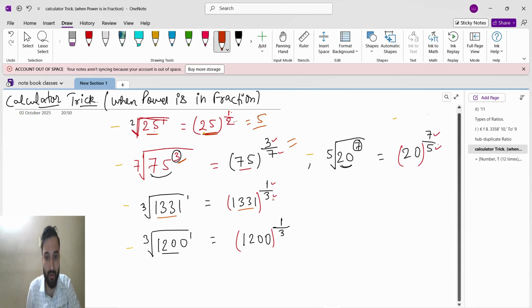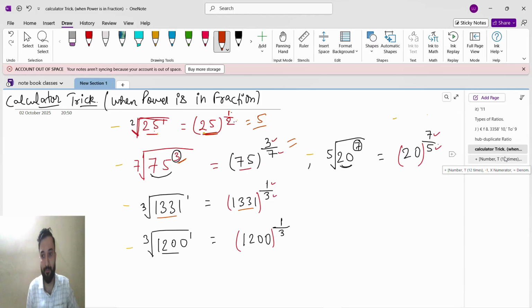This is a cube root, so in the denominator 3. Cube root in the denominator 3, 5th root in the denominator 5. Okay, so from this to this we know. Now we will use the trick.